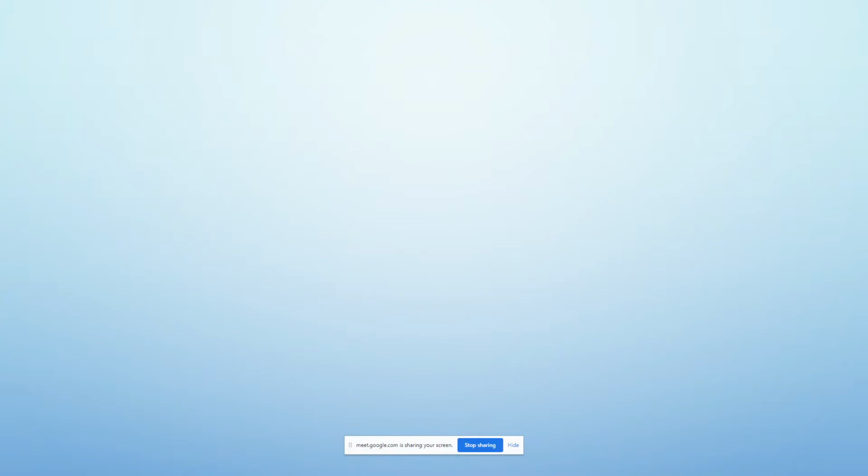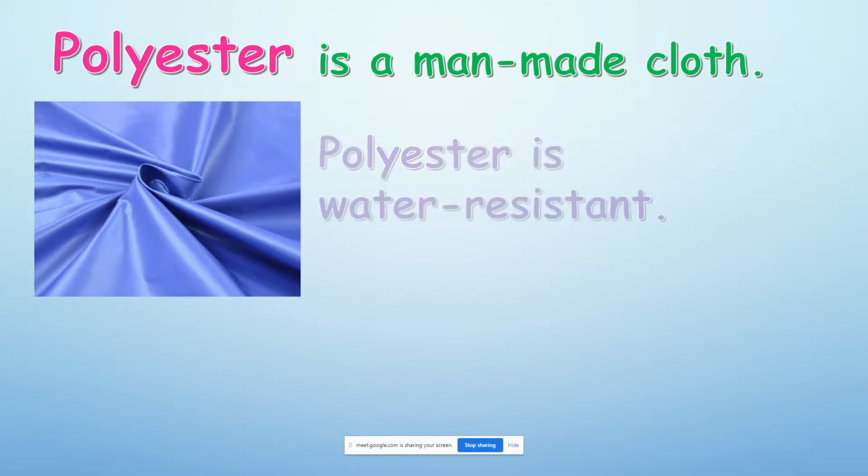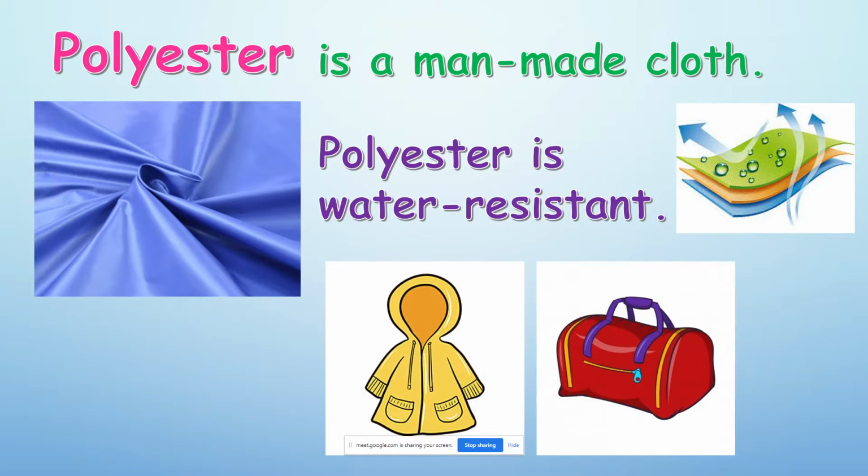Next, let's review polyester. Polyester is natural or man-made? Man-made, yes. This is an example. Yes, it is very water resistant. When you say water resistant, it means it does not absorb water very well. It repels water. It does not absorb water. It does not take in the water.